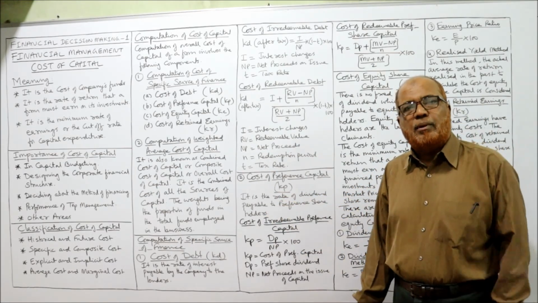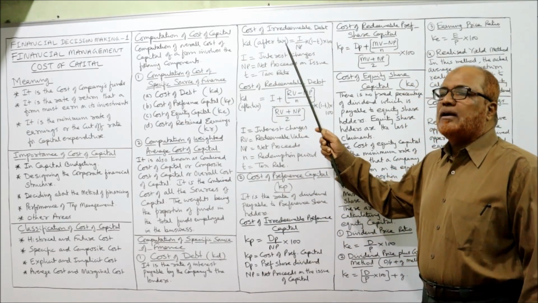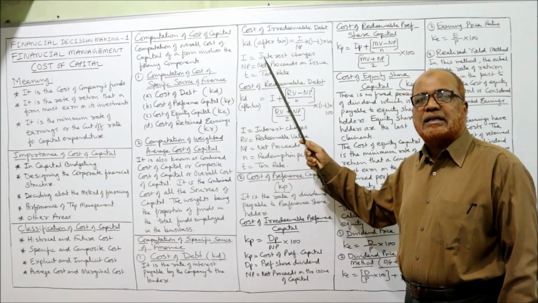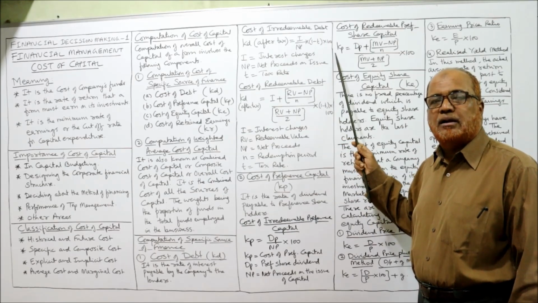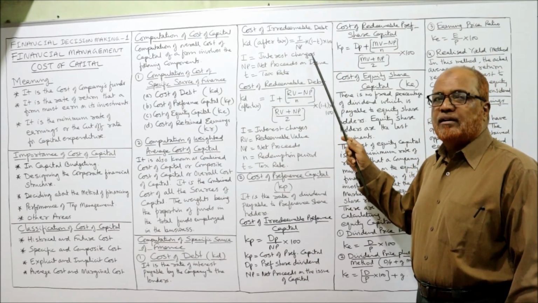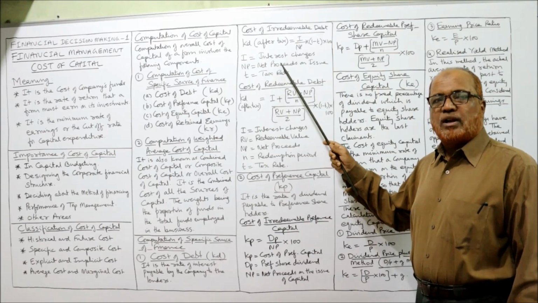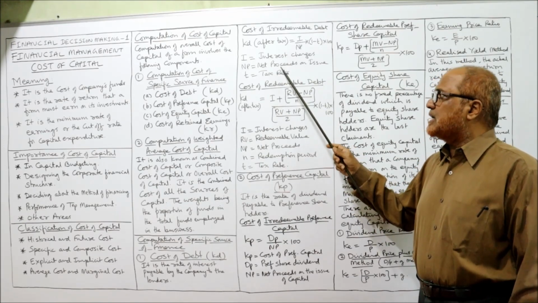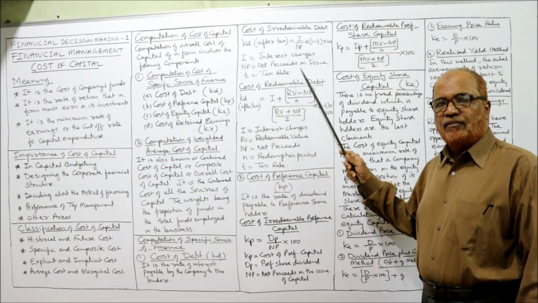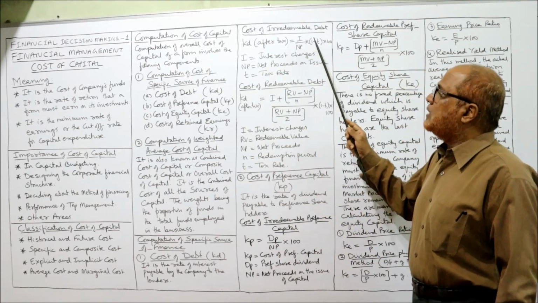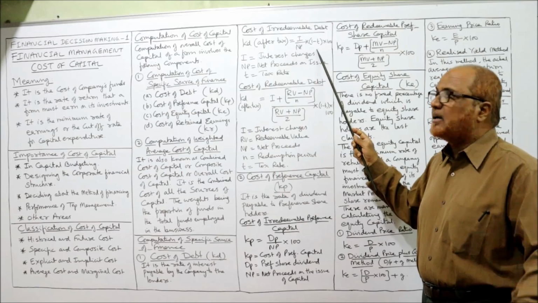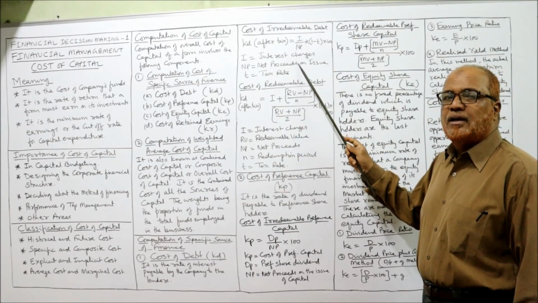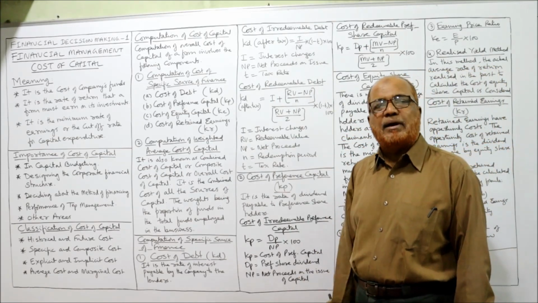It is called irredeemable. So for irredeemable debt, the cost of debt KD after tax is I divided by NP into 1 minus T into 100. I stands for interest charges, NP stands for net proceeds on issue, T stands for tax rate. If you want before tax, don't multiply 1 minus T. If you want after tax, multiply 1 minus T. This is the cost of irredeemable debt.